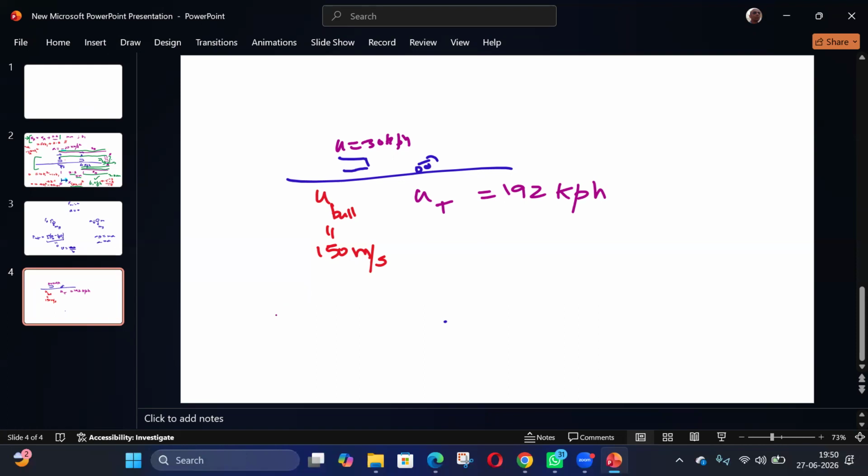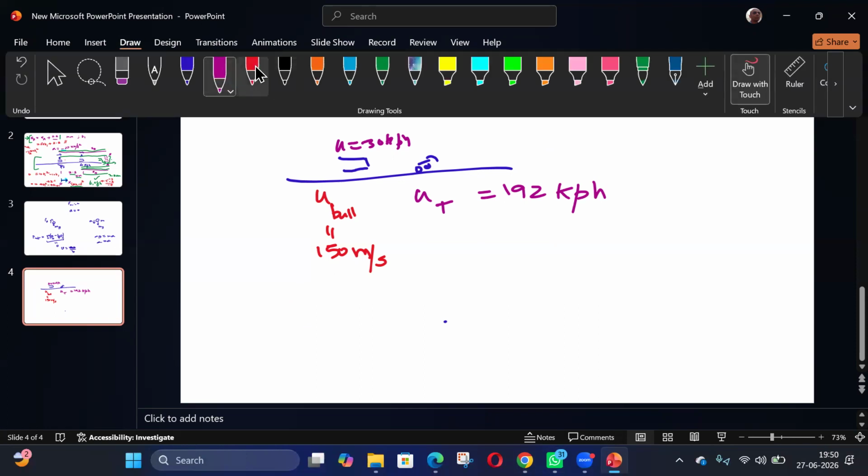The velocity of the bullet is 150. No, it's always instantaneous velocity only, whether it's constant speed or it's going to change here. First, let me convert this to get an idea of what is going on.